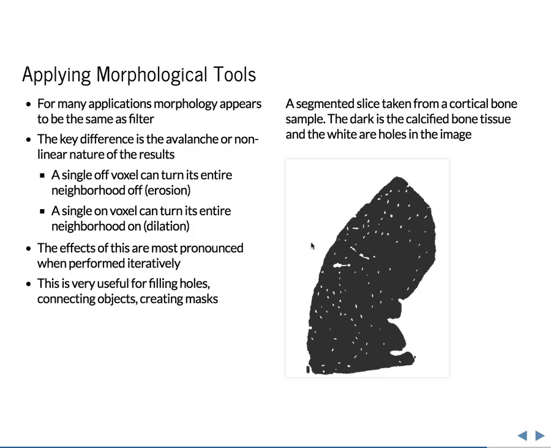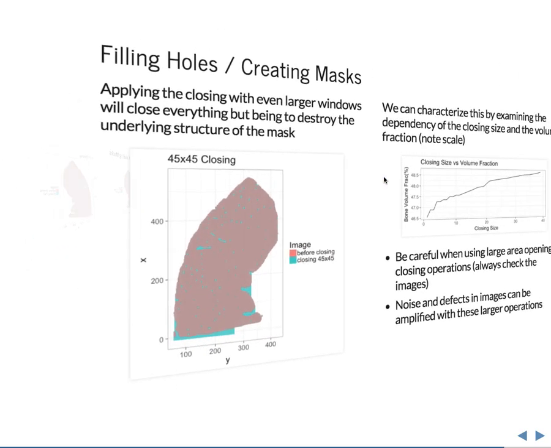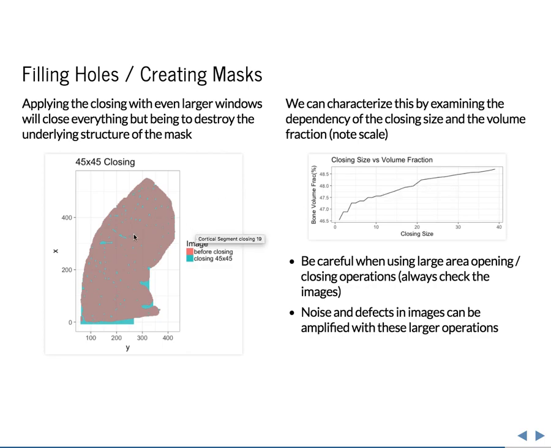Here, let's say we're trying to find the bone mass itself. The first thing we need to do, if you want to find the ratio of bone to air, so the volume fraction, is figure out where the whole bone area is and how we compare it. If you wanted to fill in all the holes, you could use dilation to do that. If you do a 3x3 closing, you end up with a lot of the smaller holes filled. If you then do a 7x7 closing, you start to fill some of the bigger ones. You can then do a 45x45 closing, and you end up filling all the holes, but you end up with this kind of weird artifact at the boundary.